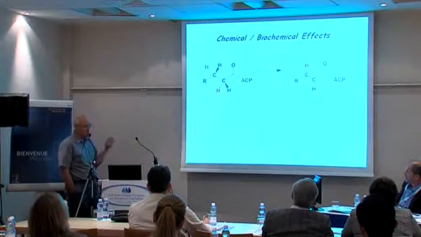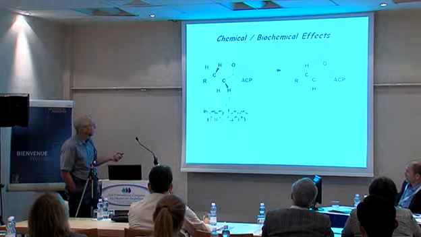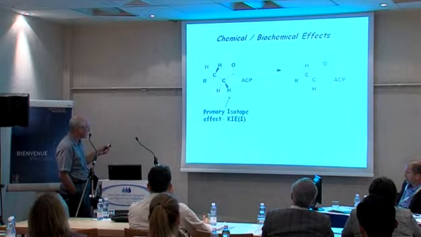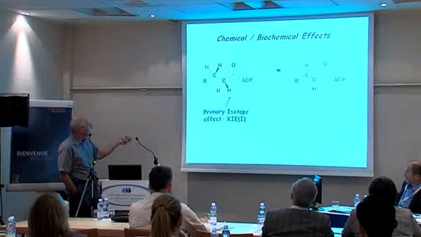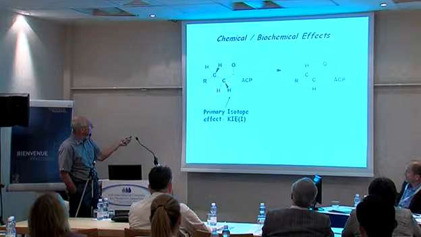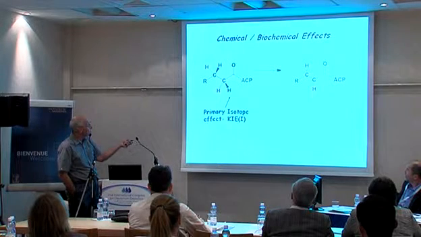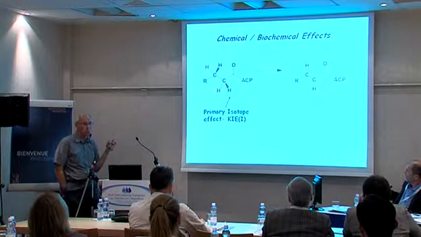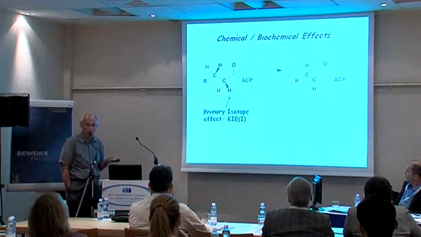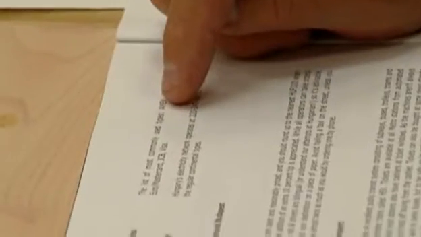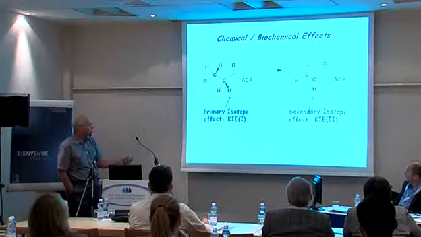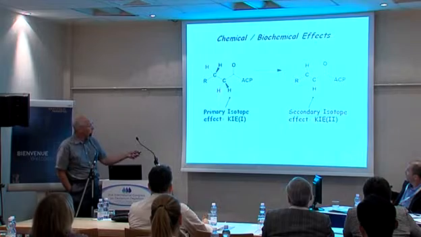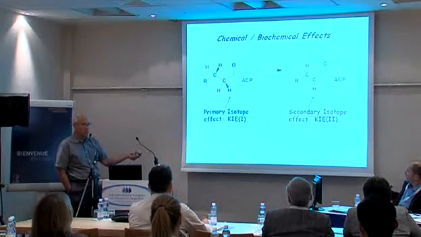We have two types of isotope fractionation. The first one is the primary isotope effect. And this is where we are actually cutting the carbon-hydrogen bond. As you can see in the product here, we've lost this hydrogen completely from the molecule. We've cut the carbon-hydrogen bond, and therefore we have what's called a primary isotope effect, which wouldn't surprise you, tends to be rather larger than the secondary isotope effect that we have in the hydrogen which is retained.